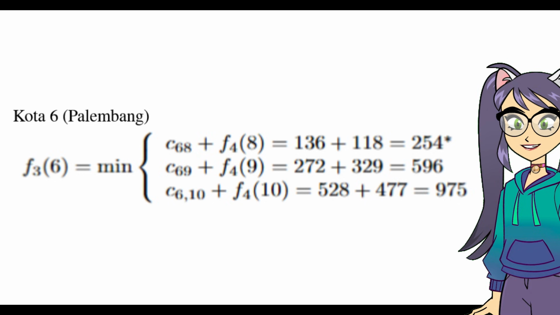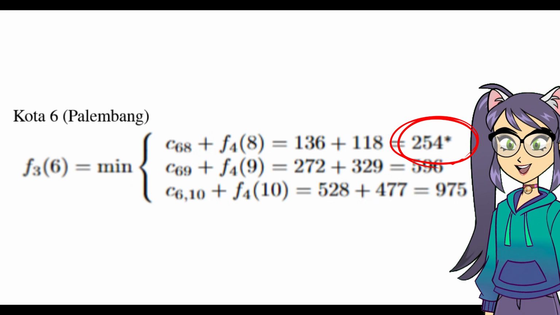Next, for City 6, Palembang, the same method is applied. Going through Mentok results in a total distance of 254 km. Through Pangkal Pinang, the total distance is 596 km. And through Jakarta, the total distance is 975 km. The minimum distance option is 255 km, which means the best route from Palembang to Belitung is via Mentok.